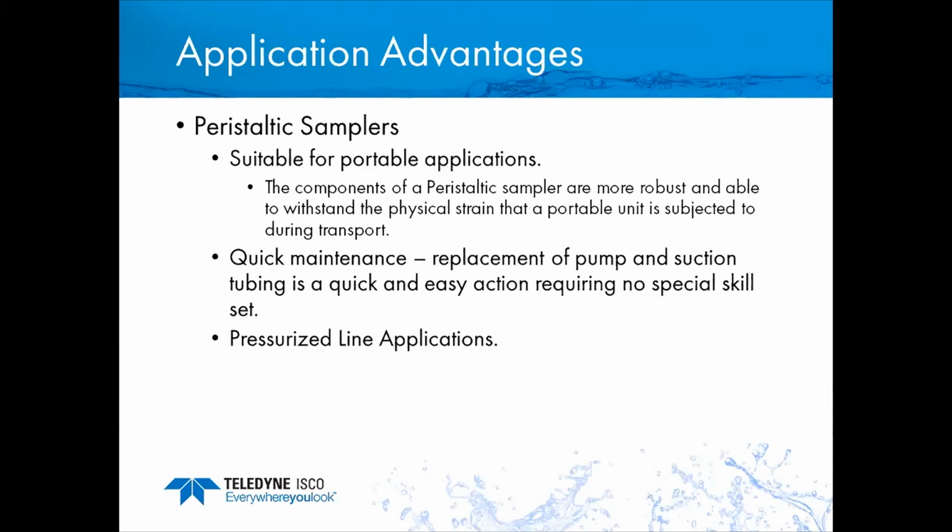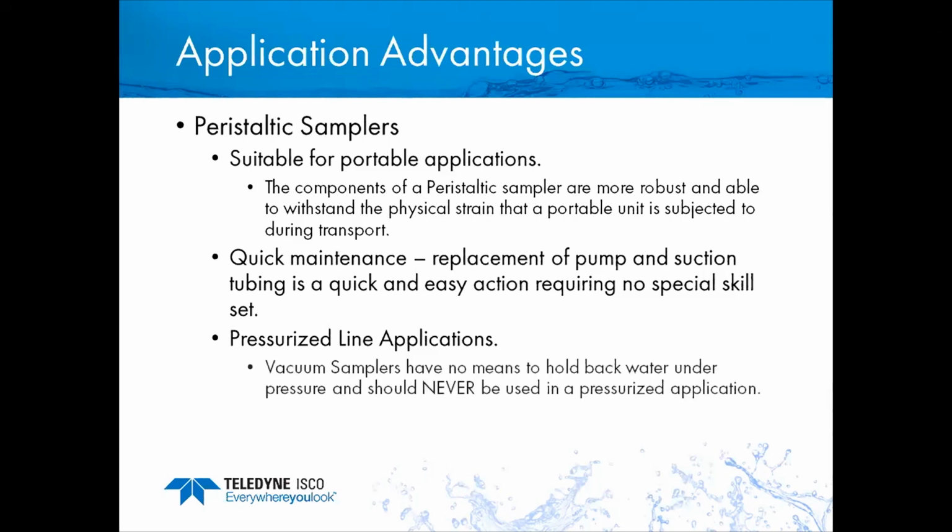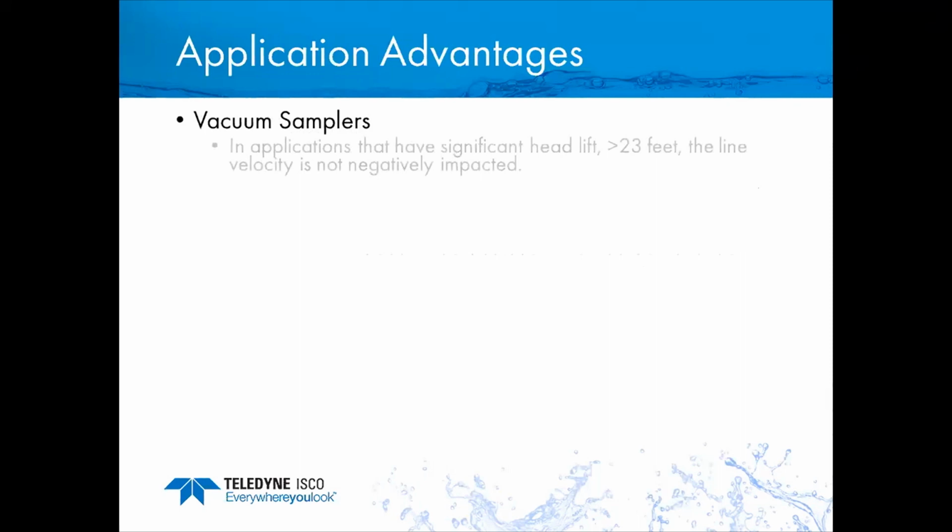Pressurized line applications. You cannot, under any circumstance, use a vacuum sampler in a pressurized line application. There is nothing to hold the liquid back, so there's a free path from the source to the bottle. In vacuum samplers, applications that have significant head lift, greater than 23 feet, the line velocity in a vacuum sampler is not as negatively impacted, i.e. it doesn't slow down at lifts of 25, 26 feet like it does in a peristaltic sampler.